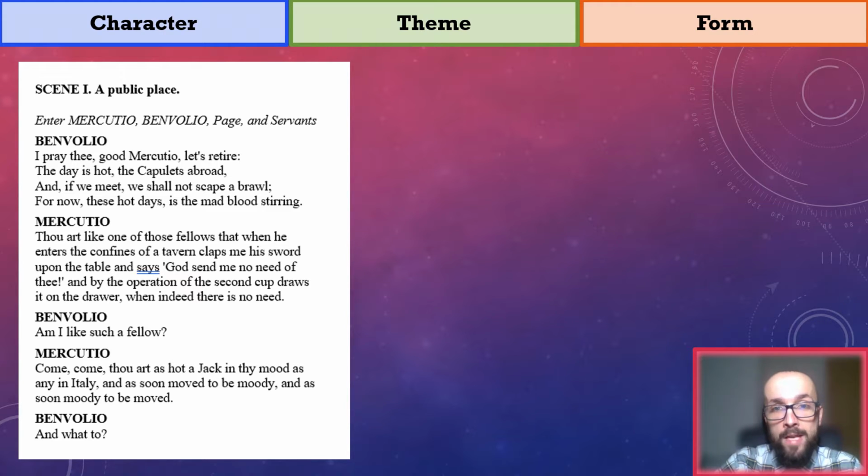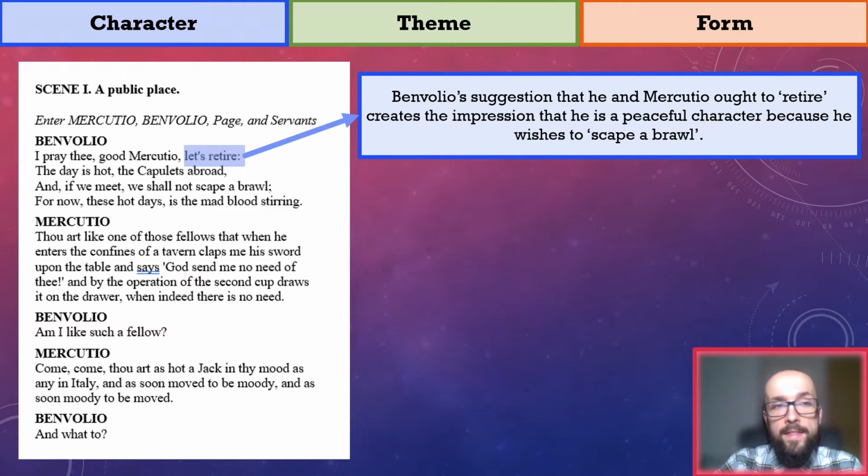Mercutio and Benvolio and various hangers-on are walking around and are talking about the weather, more specifically how hot it is and the fiery behaviour that this encourages. Benvolio appears particularly aware of the relationship between hot weather and violence, for when he suggests that he and Mercutio should retire, this suggestion creates the impression that he is a peaceful character because he wishes to escape a brawl. Benvolio, it appears, is not too keen on fighting.